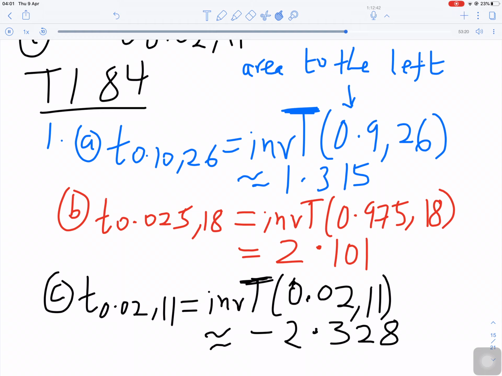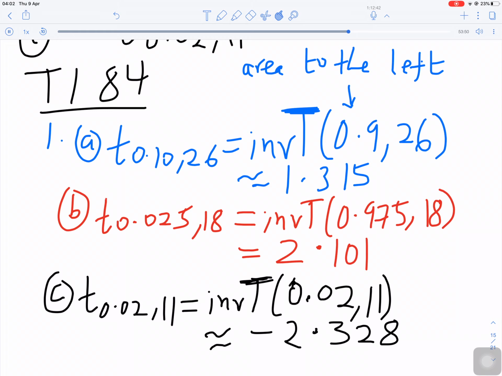Now, you can find this calculator function. I have given information on that in the PowerPoint, on page 42. Okay, page 42. But to get a t-distribution, just quickly going over it.